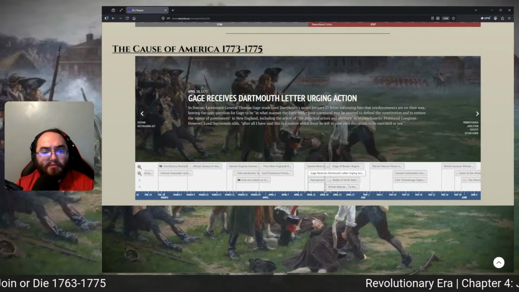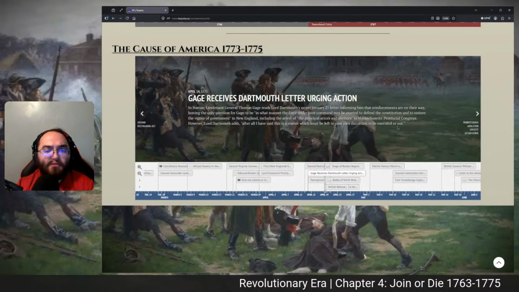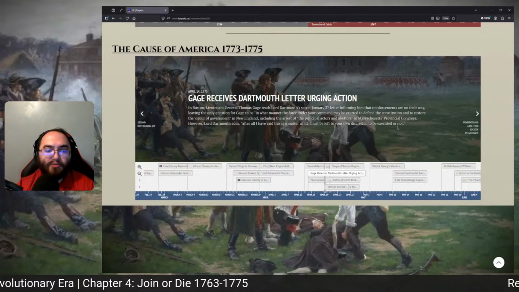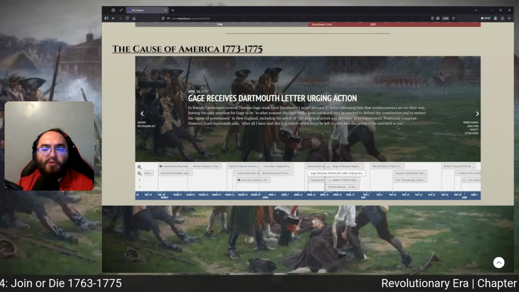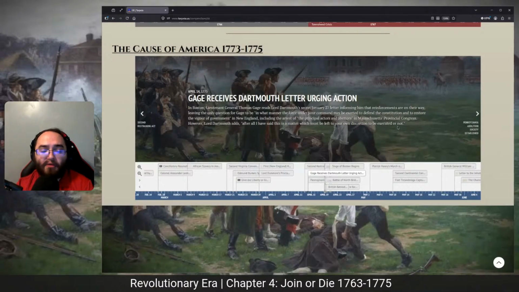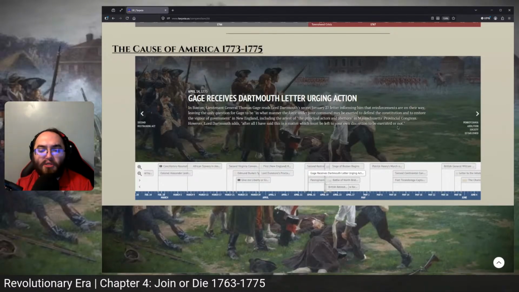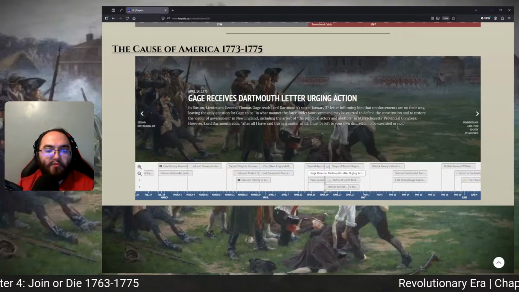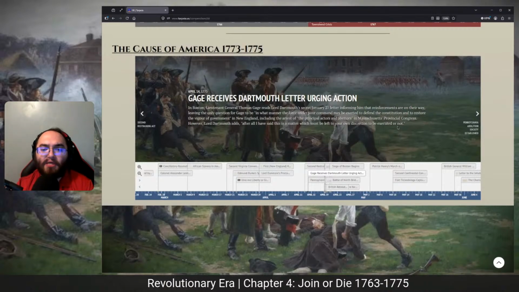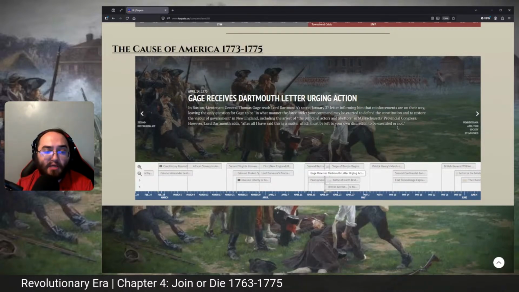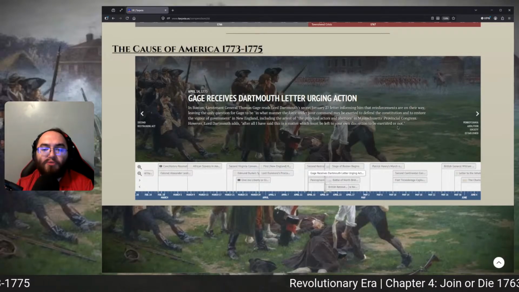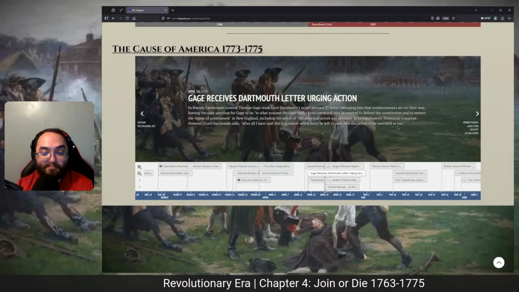Thomas Gage receives Dartmouth letter urging action. In Boston, Lieutenant General Thomas Gage reads Lord Dartmouth's secret January 27th letter, informing him that reinforcements are on the way, leaving the only question for Gage to be in what manner the force under your command may be exerted to defend the Constitution of Britain and to restore the vigor of government in New England, including the arrest of the principal actors and abettors in the Massachusetts Provincial Congress. However, Lord Dartmouth adds, after all I have said, this is a matter which must be left to your own discretion to be executed or not.